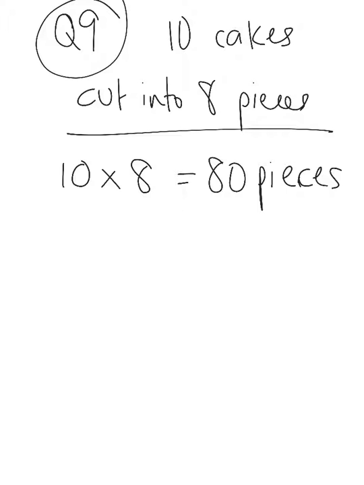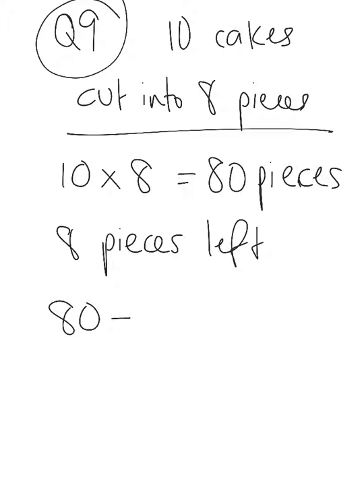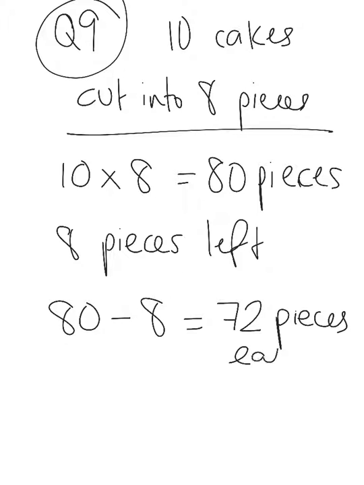I know that there were 8 pieces left over. So if there were 8 pieces left, how many pieces were eaten? I had 80 pieces, 8 left over. So 72 pieces eaten.